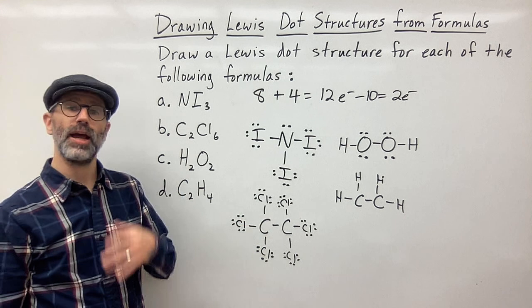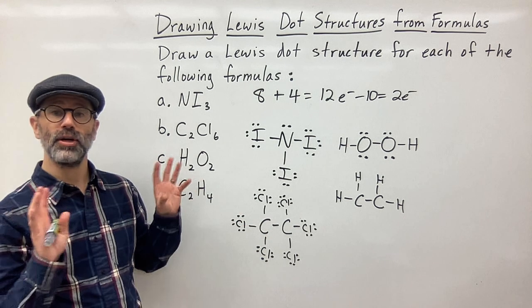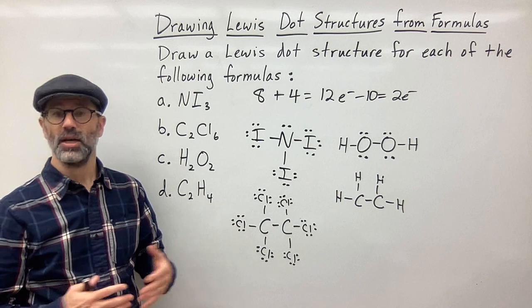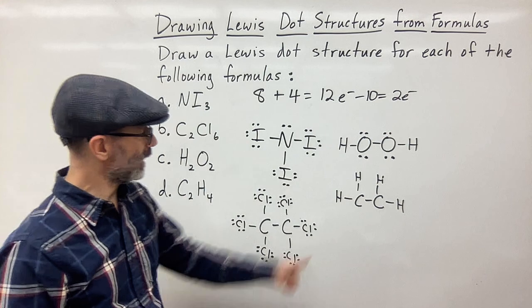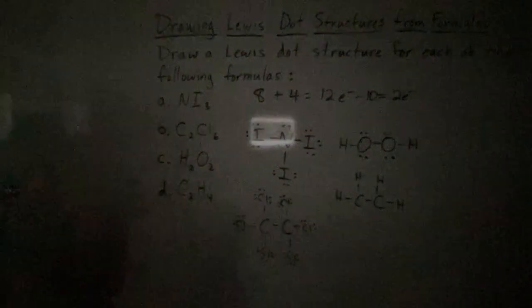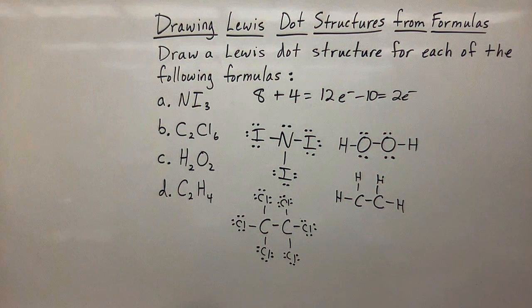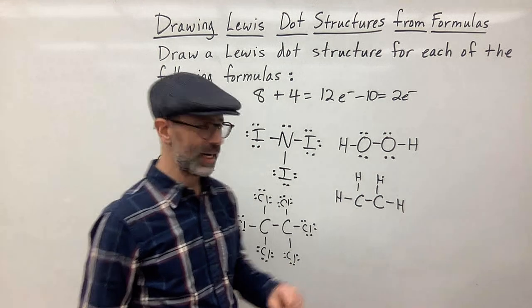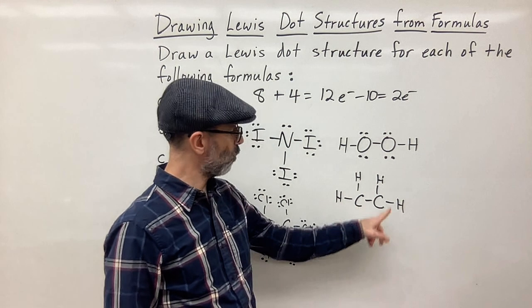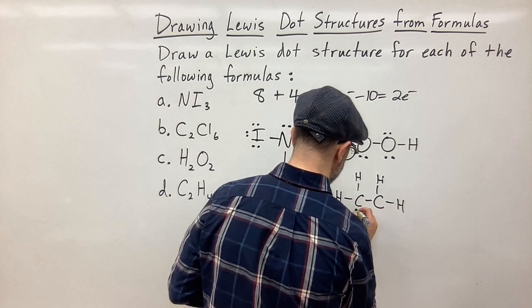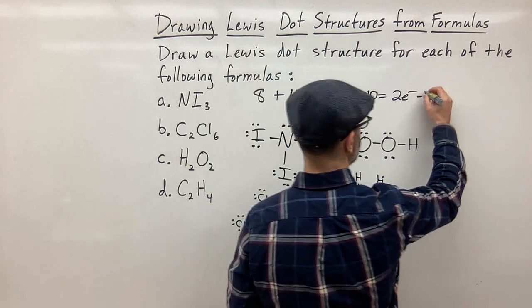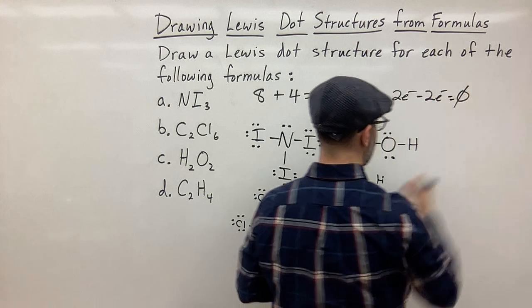Step 4, if we have electrons left over, all of them will be put onto the central atom or atoms as lone pairs. So here we have 2 electrons left over. That's 1 lone pair. As I was saying, I can put the lone pair here on this carbon, or I could put it on the other one. It doesn't matter because I only have 1 pair. So I'm going to just put it here. And so I used up those 2 electrons, so I have 0 left.